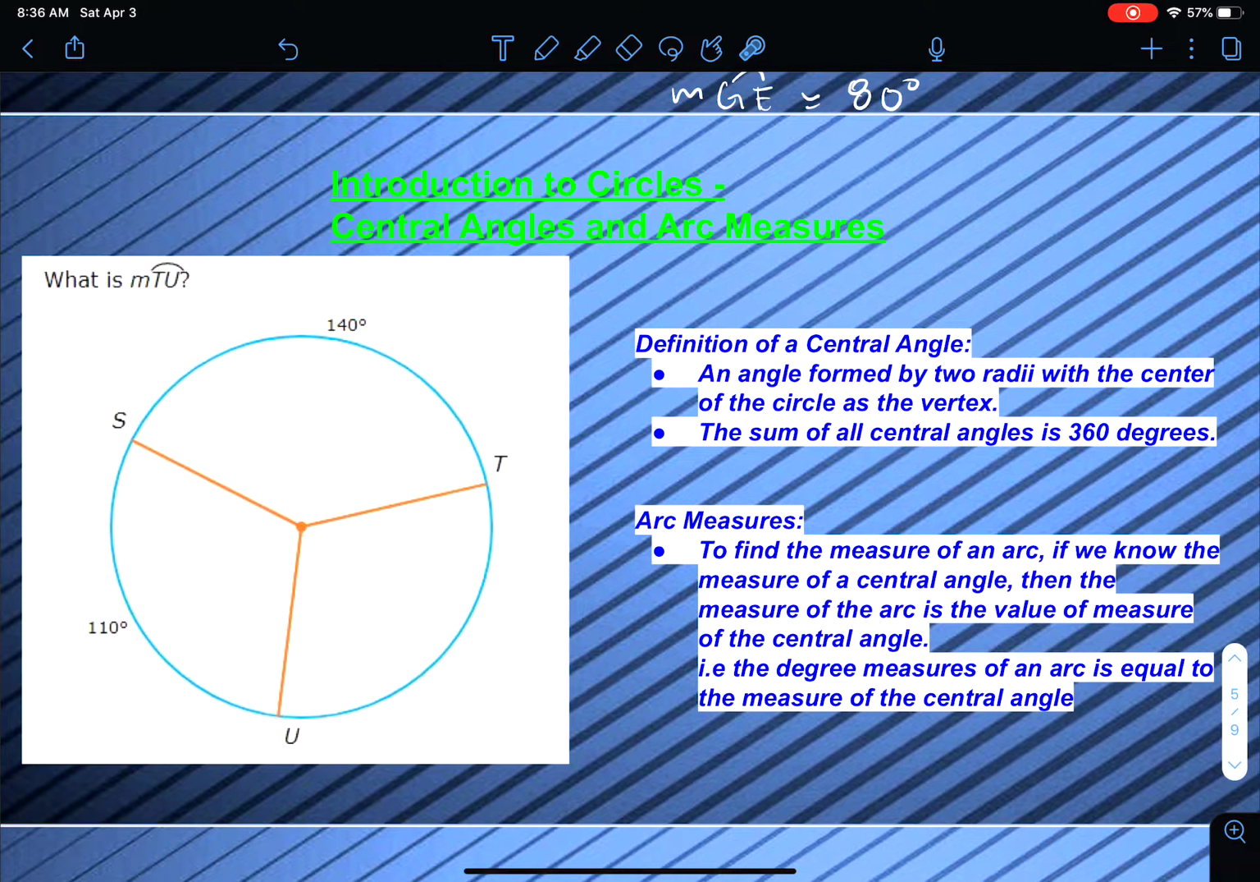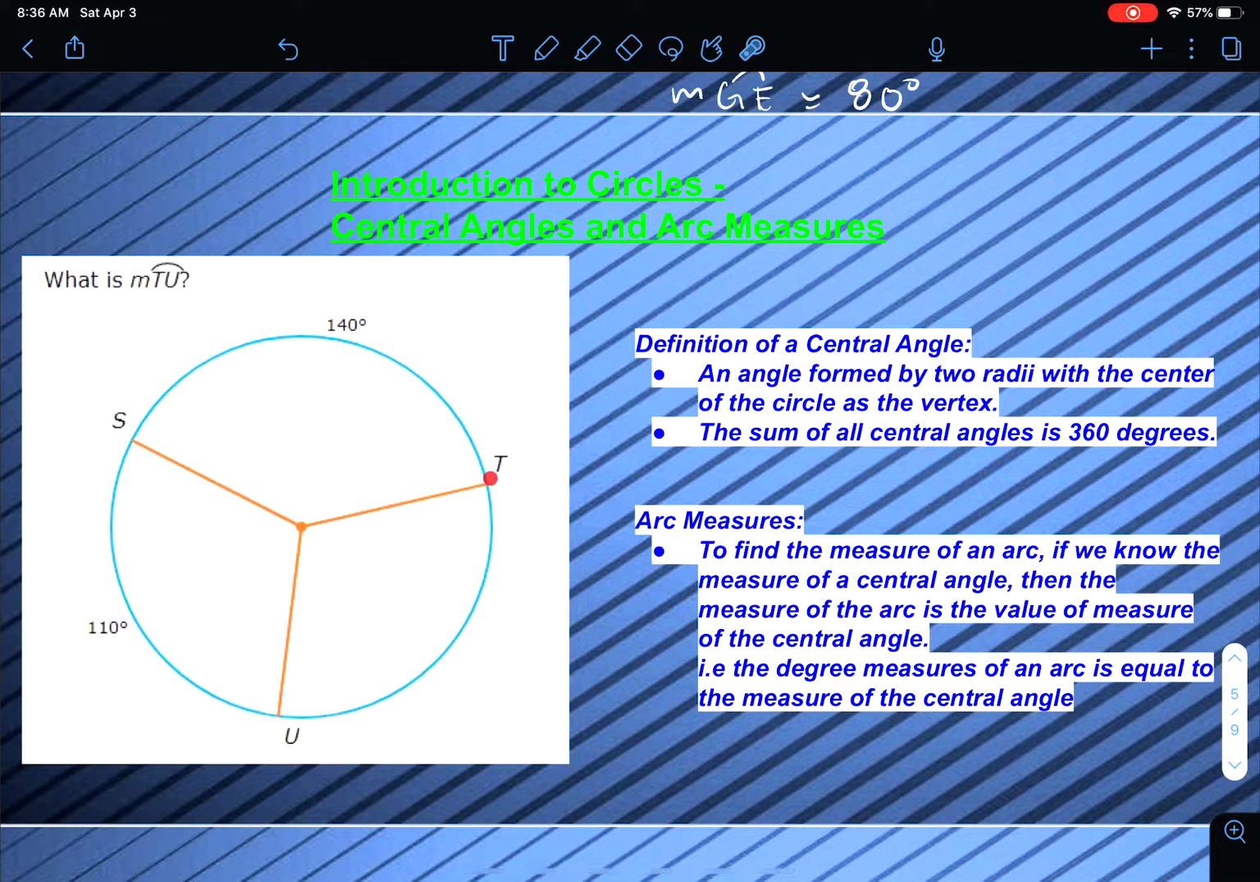It says, what is the measure of arc TU? We have the central angles because of the point on the center and some radii here and there. The sum of all central angles is 360 degrees. So this is 140 degrees, which means my measure of arc is 140 degrees. This is also 140 degrees. If this measure of arc SU is 110, then my central angle is 110. So that means they all have to equal 360 degrees. So what is the measure of arc TU?